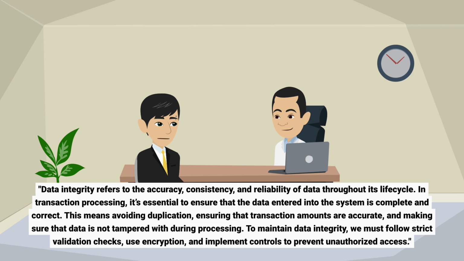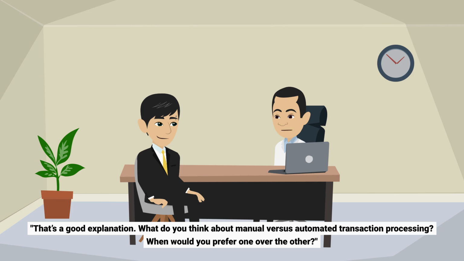This means avoiding duplication, ensuring that transaction amounts are accurate, and making sure that data is not tampered with during processing. To maintain data integrity, we must follow strict validation checks, use encryption, and implement controls to prevent unauthorized access. That's a good explanation. What do you think about manual versus automated transaction processing? When would you prefer one over the other?